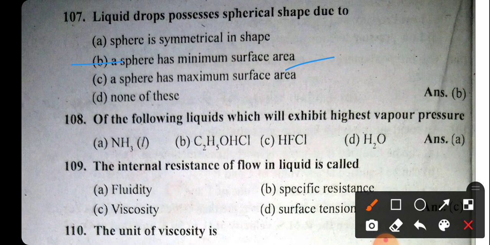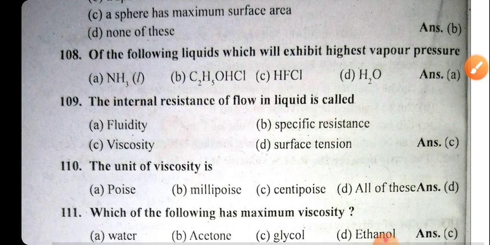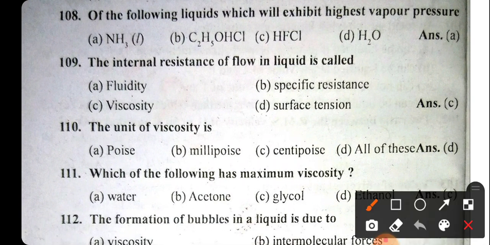Now the next question is, of the following liquids which will exhibit the highest vapor pressure? That is NH3 liquid, that is ammonia. Okay. Now the next question is, the internal resistance of flow in liquid is called viscosity, which we had studied in physics also. The unit of viscosity is, all of these are units of viscosity: poise, millipoise and centipoise is the right answer.